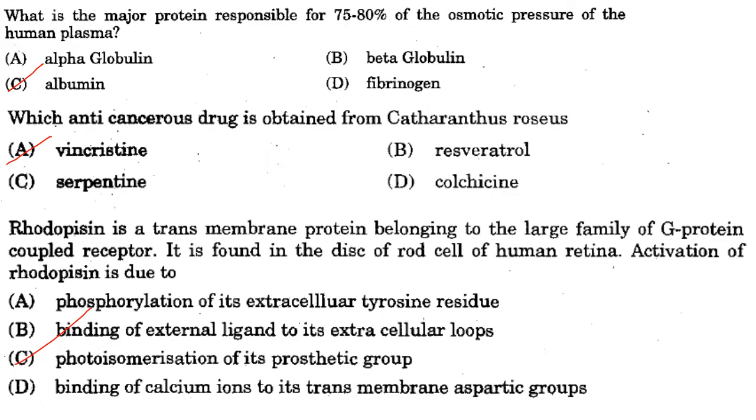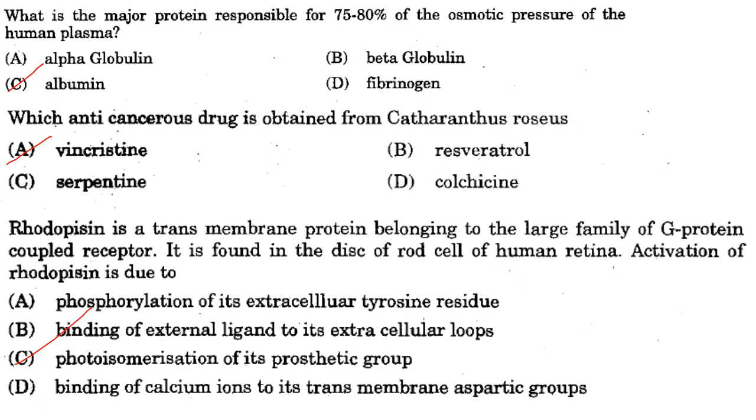What is the major protein responsible for 75 to 80% of the osmotic pressure of human plasma? So it is albumin that is responsible. So answer is option C. Then next one. Which anti-cancerous drug is obtained from Catharanthus roseus? Vincristine and vinblastine. They are produced as anti-cancerous drugs by Catharanthus roseus. In the options, vincristine is given. So answer is option A, vincristine. This is also a repeated question.